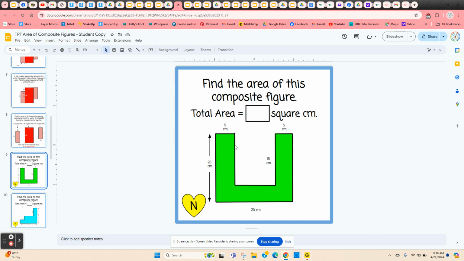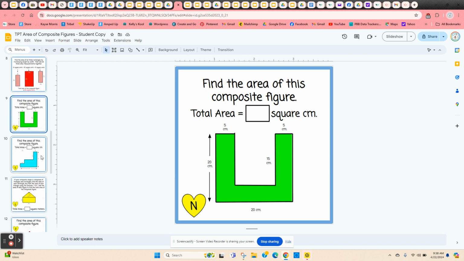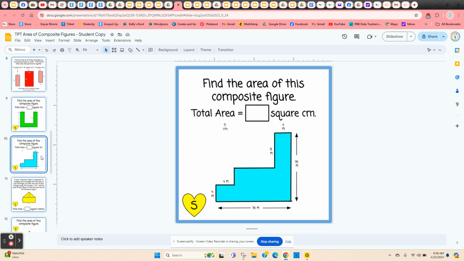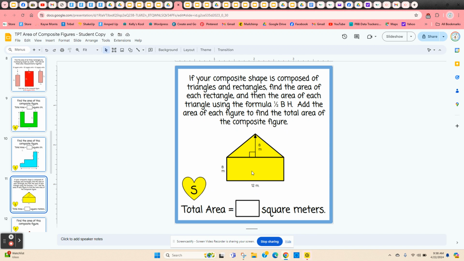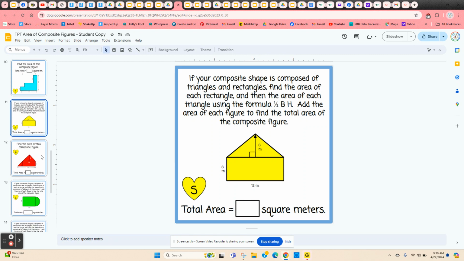So here they're going to break this into 3 different rectangles and take the area of each one, add them together. Next one's a little bit different. They're going to have to do the same thing. They're going to have to figure out what these different measurements are. The next one has a shape with a rectangle and a triangle. So they have to find the area of the rectangle and the area of the triangle, add them together. And it has the formula here, 1/2 the base times the height for the area of the triangle.